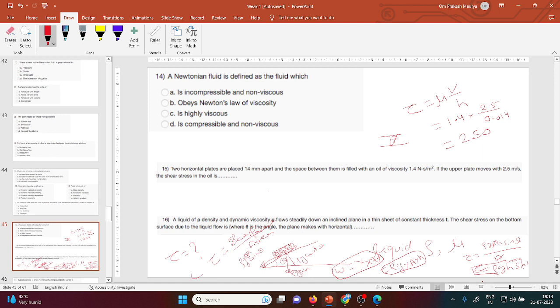So the correct answer of the 16 is rho g h sin theta. This is the very basic, only the component breaking. So why did you cancel out something? Yeah, here you need the stress, shear stress, the force per unit area.